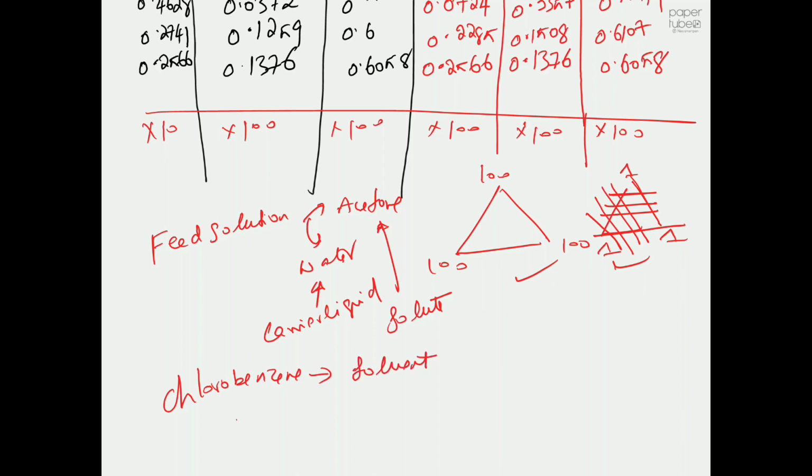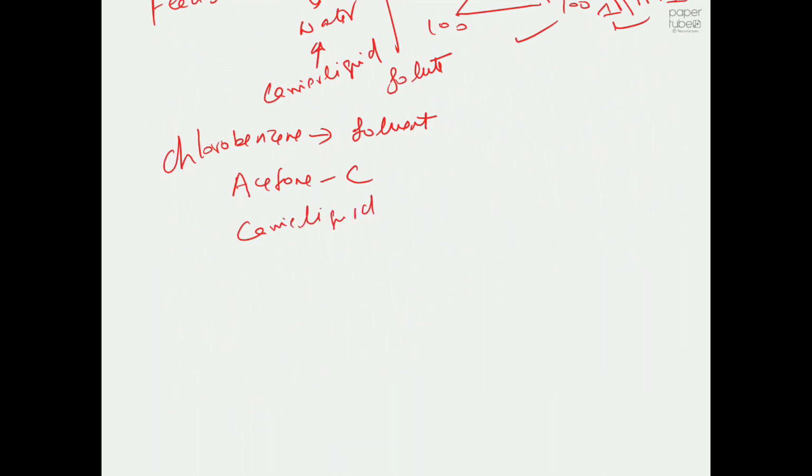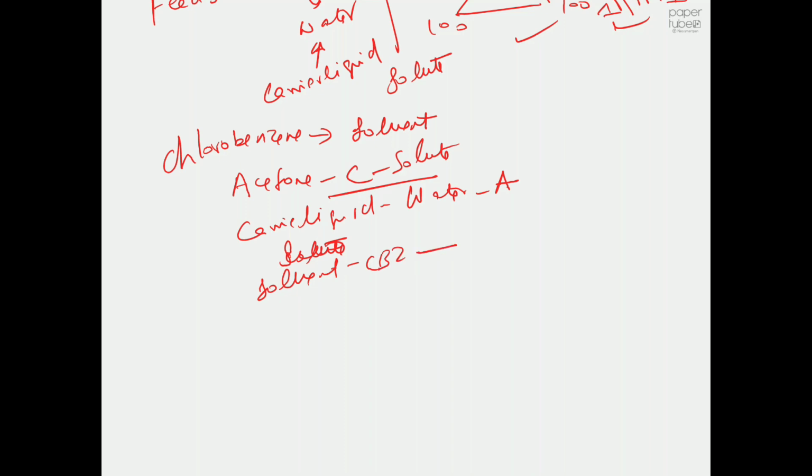So we stick to the notations. For the carrier liquid, water, we use the notation A, and for the solute, acetone, it is C, and for the solvent, chlorobenzene, we use the notation B. So we have to plot them, C, A, B. We have to plot and then we have to generate the tie lines. So I think that's the problem.